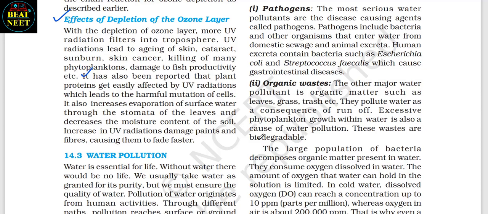It has also been reported that plant protein gets easily affected by UV radiation, which leads to harmful mutation of cells. It also increases evaporation of surface water through the stomata of the leaves and decreases the moisture content of the soil. Increase in UV radiation damages paints and fibers, causing them to fade faster.